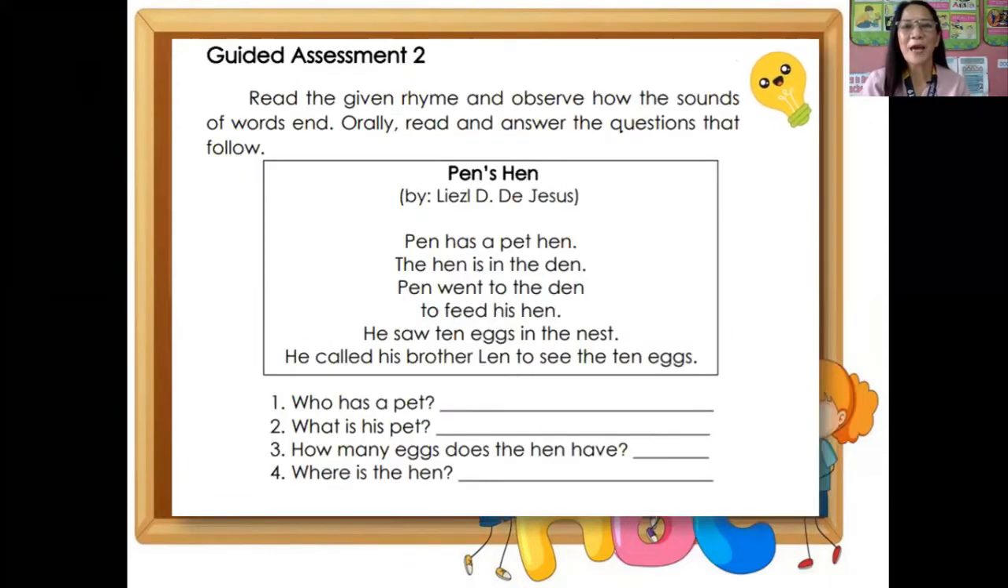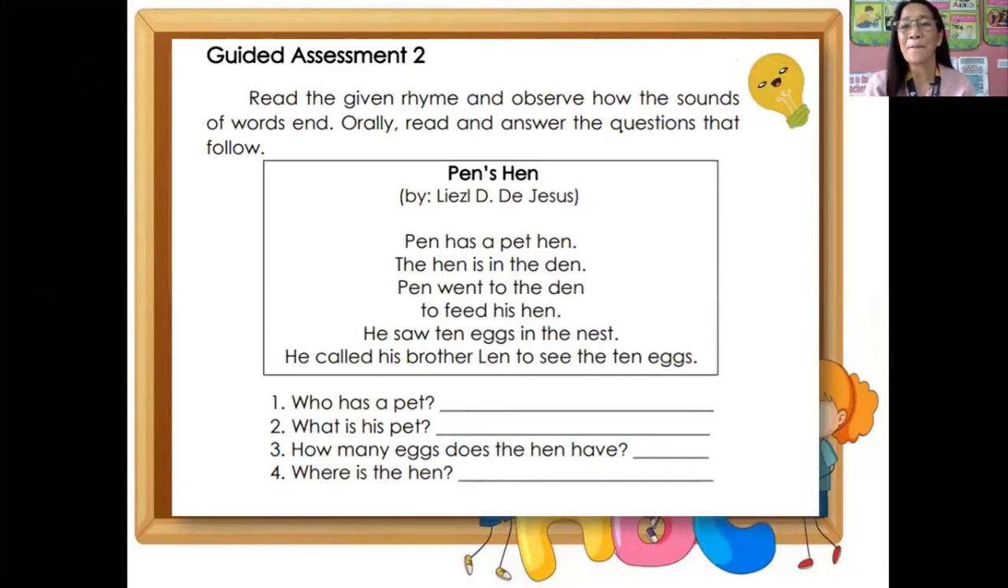Read the given rhyme and observe how the sounds of words end. Orally, read and answer the questions that follow. So this time, we will read the story together. Pan's Hen by Lisel D. De Jesus.